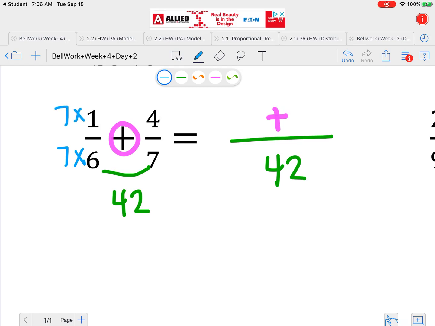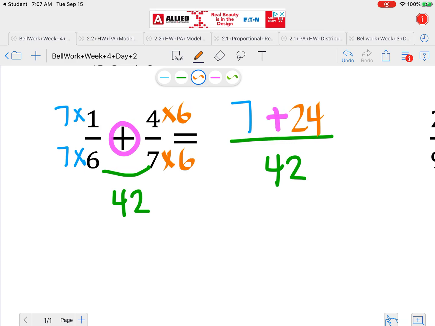So now 7 times 1 is 7. So my new top number for this fraction would be 7, not 1 anymore. On the right side, in order to make this 7 denominator become a 42, I have to multiply it times 6. And then I'm going to do the same thing to the top. And 6 times 4 is 24.